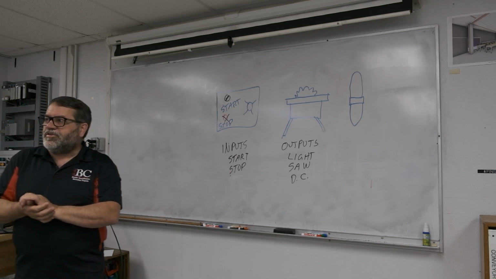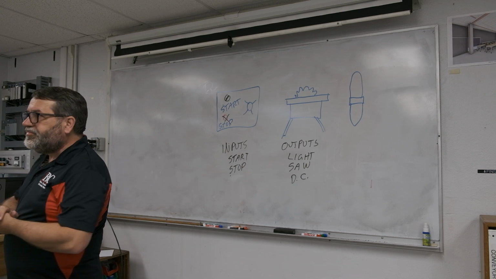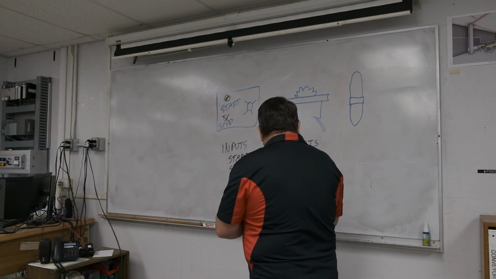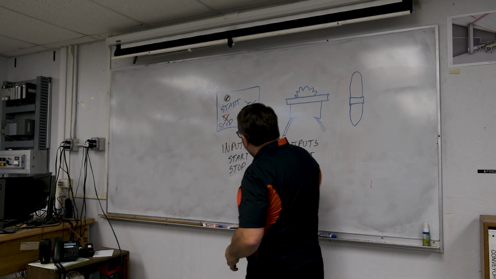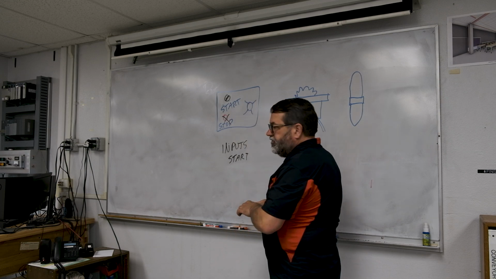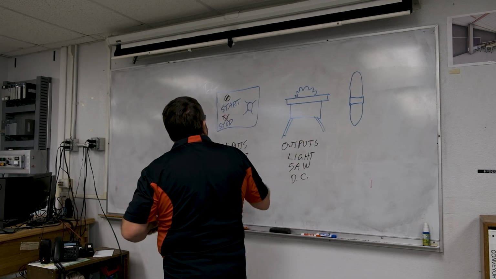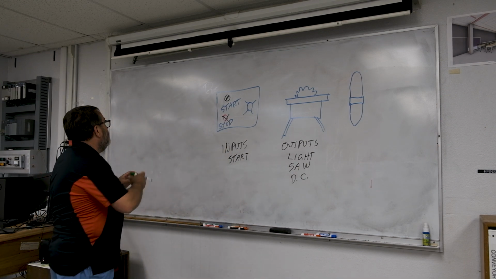So first I'm going to do it on the board and then I'm going to do it on the computer. Okay, here's my wood shop. So I've got just one input because I'm not using my start switch for now. And I've got three outputs. And what I'm going to do is I'm going to draw a ladder.